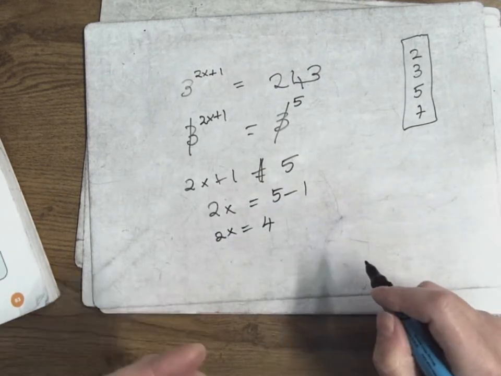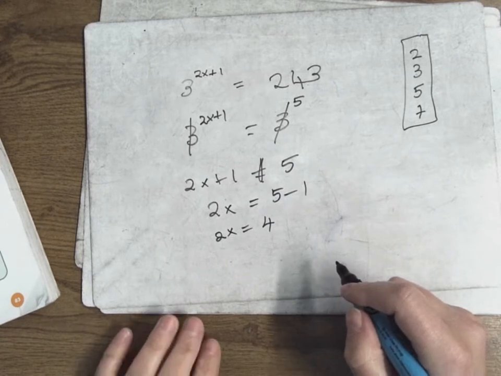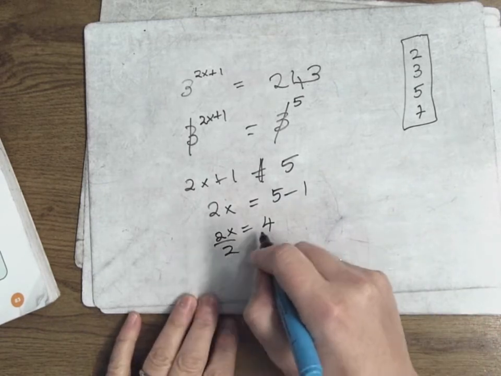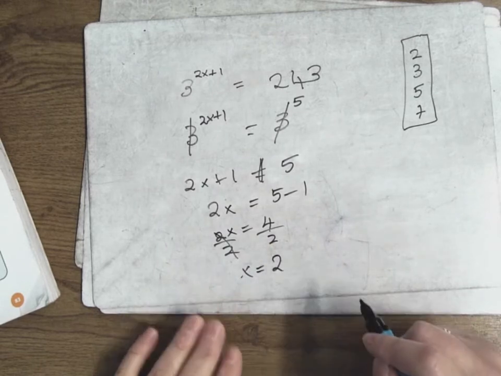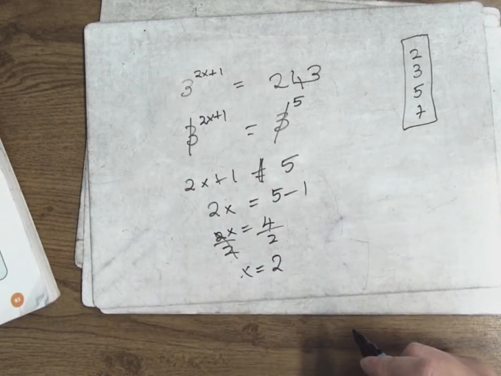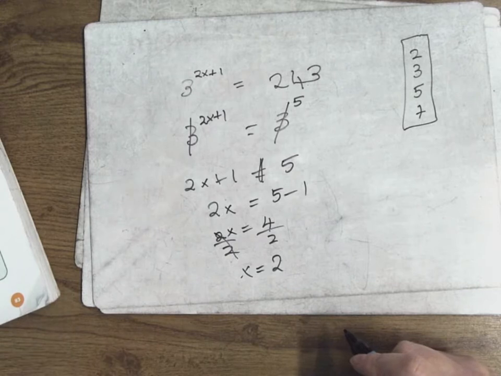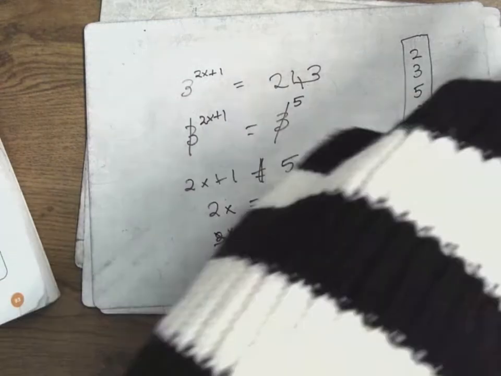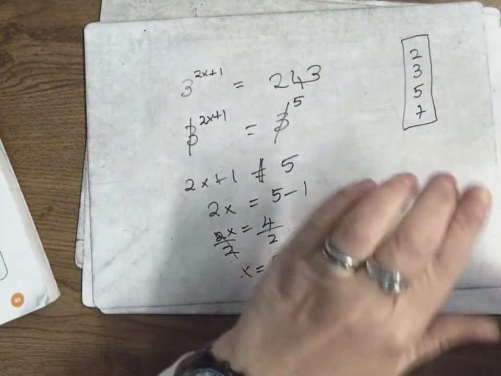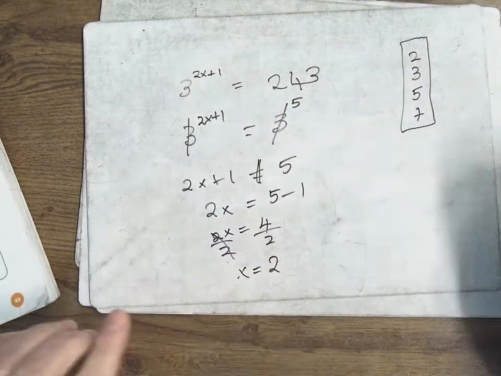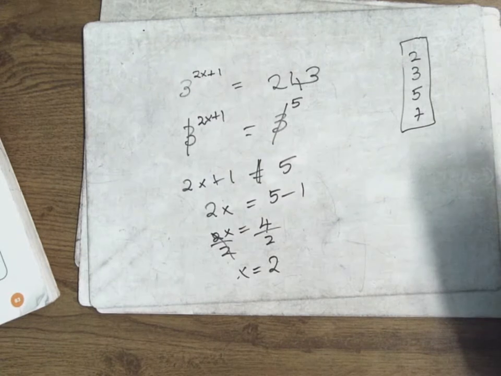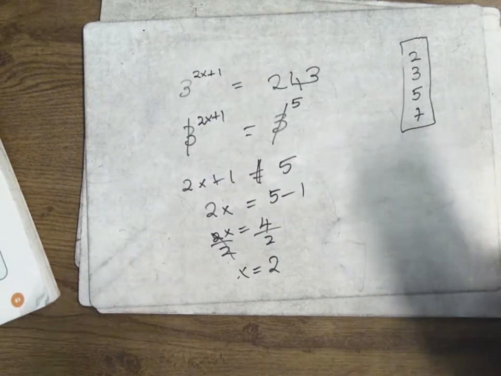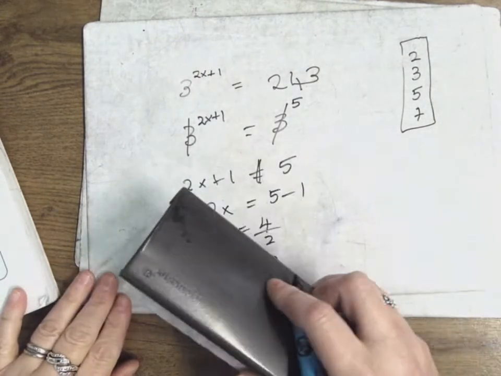Then there's a 2 stuck to the x. So how do you unstick it? Divide by 2, and you get x is equal to 2. Are we okay with that example? I'm going to do a few more of these. So you change everything to a 2 to the power of, a 3 to the power of, a 5 to the power of, or a 7 to the power of, if they're not done already. Are we good?